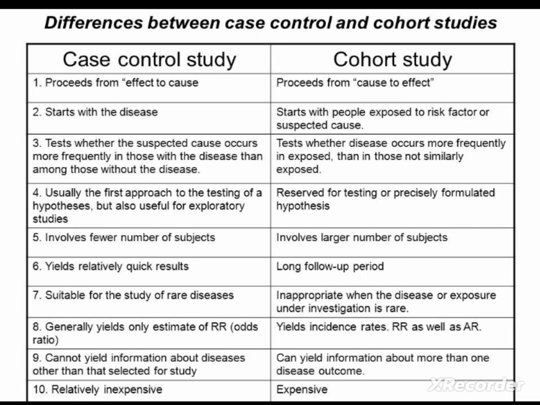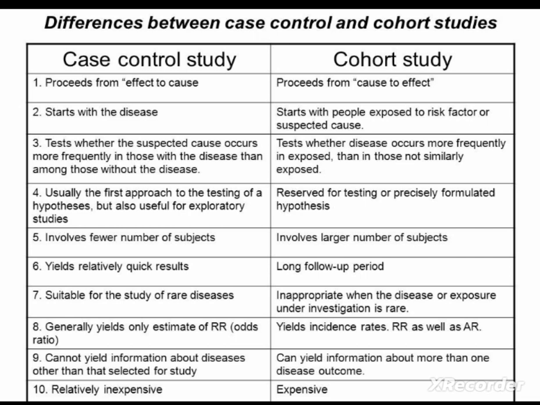Case control study starts with disease. Cohort study starts with risk factor. Case control study tests whether the suspected cause occurs more frequently in those with the disease than among those without the disease. That means here, if the person has smoking, does he develop cancer or not.